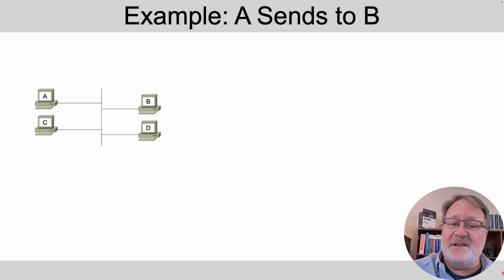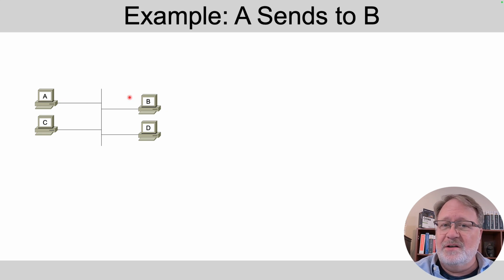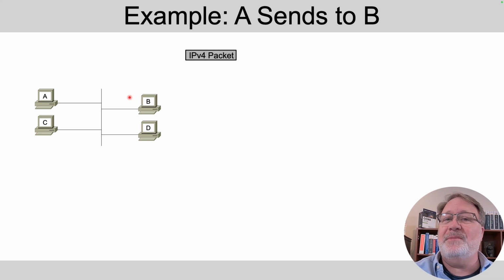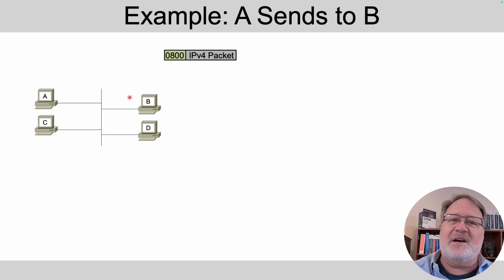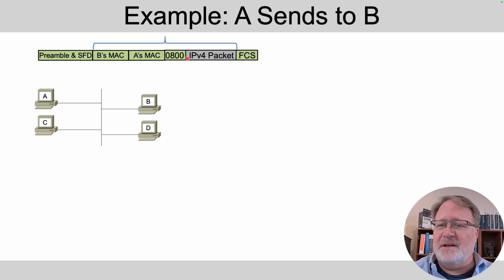So let's talk through an example of A sending to B, and we'll start with how to encapsulate on the host A side. So there's an IPv4 packet, and IPv4 wants an Ethernet frame to send the packet to B. So IPv4 hands this off to the Ethernet code, and the Ethernet code says, hey, let me build an Ethernet type for IPv4, and it turns out the Ethernet type value for that is hex 0800. You'll see that a lot when you're looking at traces of what's going on in the network.